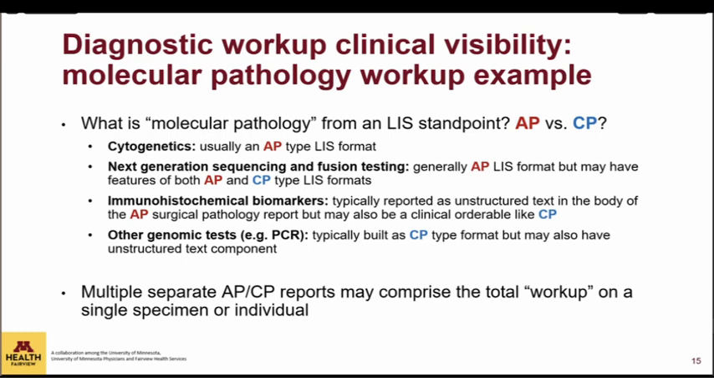We may build the tests as a hybrid, or there may be multiple individual tests built as either AP or CP that comprise the sum total of the workup needed to care for a patient. So it begs the question, not only why are these tests sometimes AP or CP, the answer really being because they originate from different labs and are signed out by different pathologists and are built in different ways in our historical context. But it also begs the question of why we are actually dealing with separate reports when really what would be ideal is one master report for a single workup.